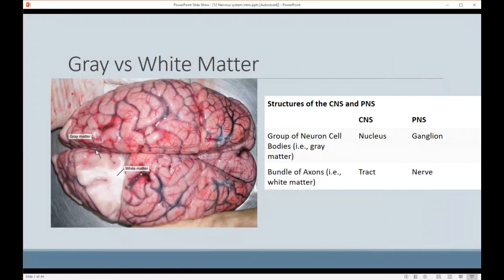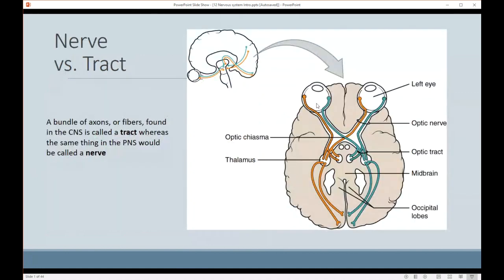So that gray matter is that group of neuron cell bodies. It's a nucleus in the central nervous system and a ganglion in the peripheral nervous system. And then the white matter is a bundle of axons. We call it a tract within the central nervous system and a nerve within the peripheral nervous system. So, a nerve versus a tract.